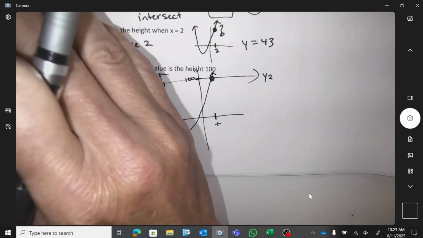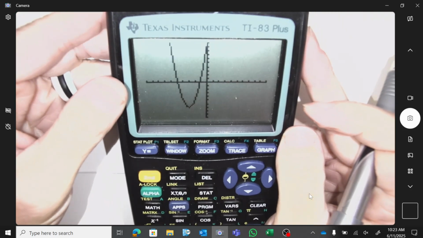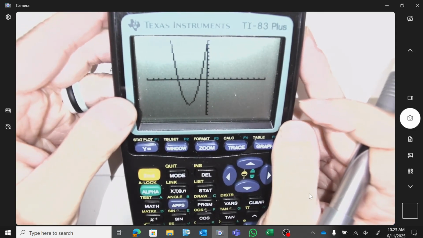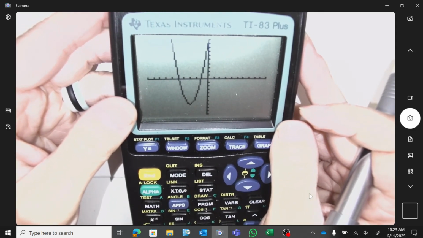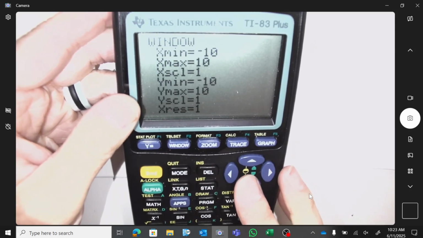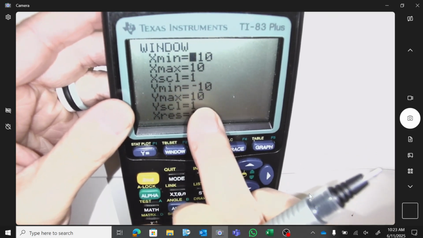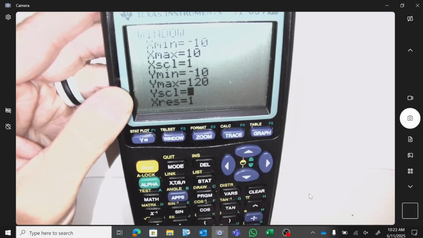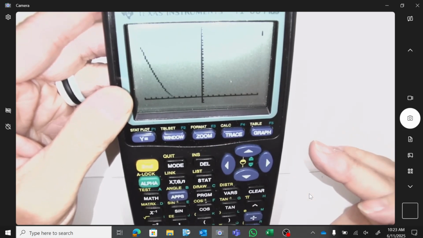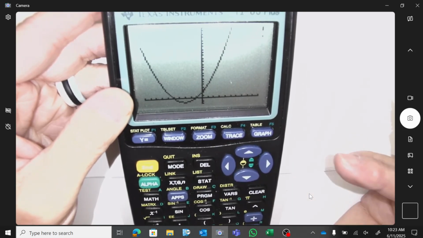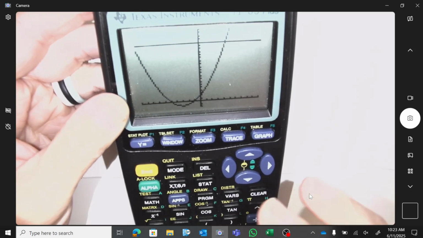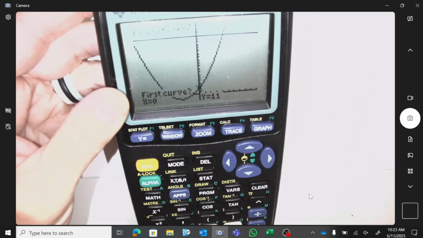And what is wrong with our situation? Not our table, our window. This height has a 10. So let's go to what, 120? There we go. Now I can see it. Intersect.